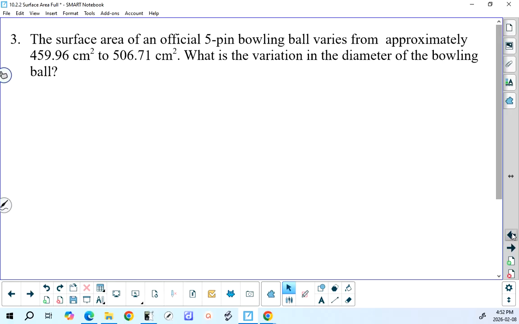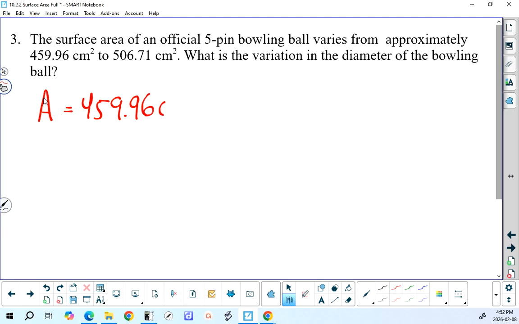Number 3, the surface area of a 5-pin bowling ball varies from about, so this is an area, from about 459.96 square centimeters to 506.71 square centimeters. And then it says, what's the variation in the diameter?